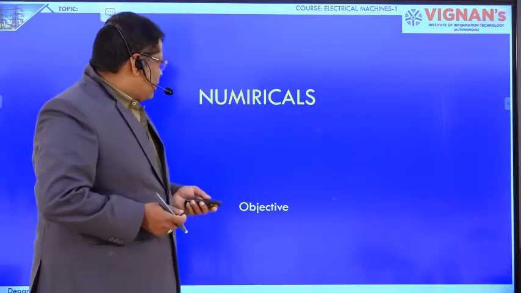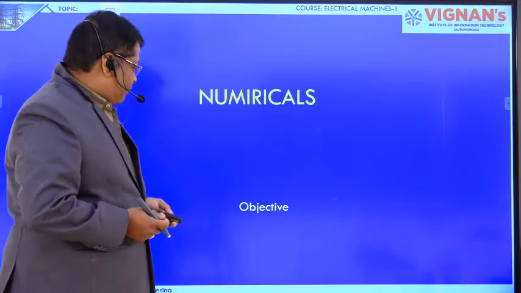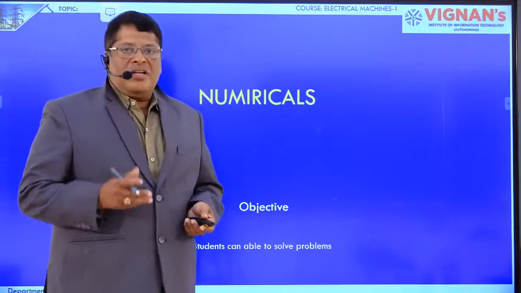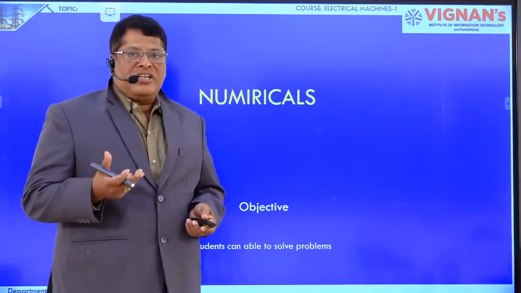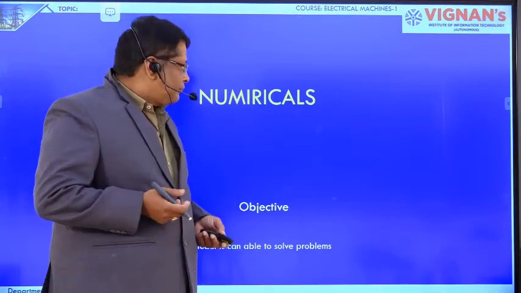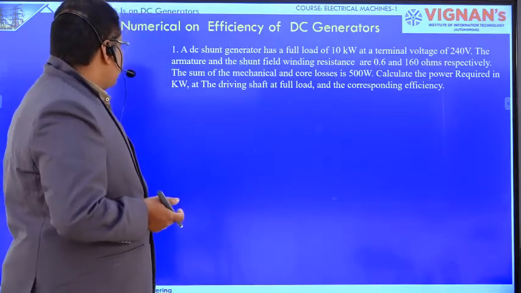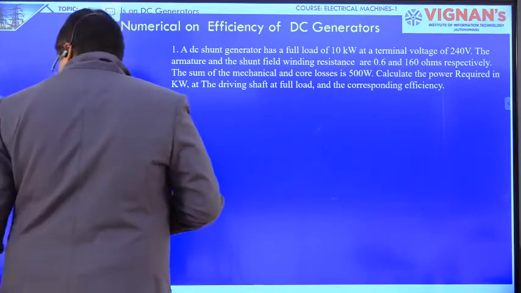Now we are going to see that the main objective of this class is that the student can solve some of the numericals based upon the DC generator as well as the motor. Here we will take one problem.